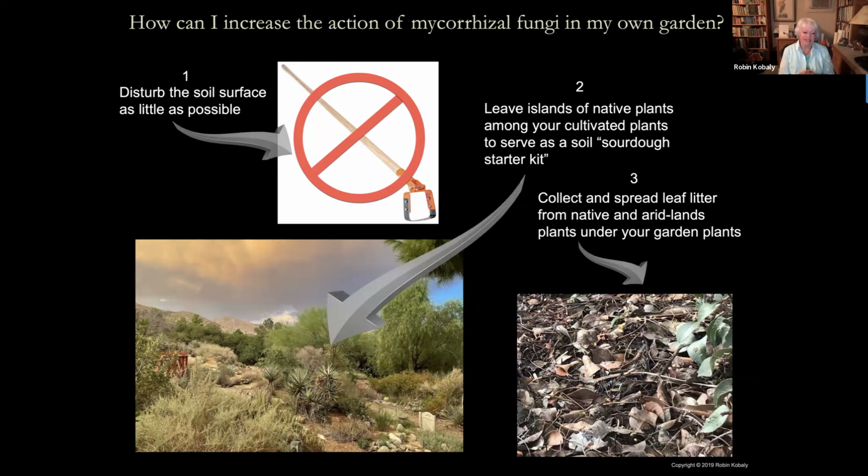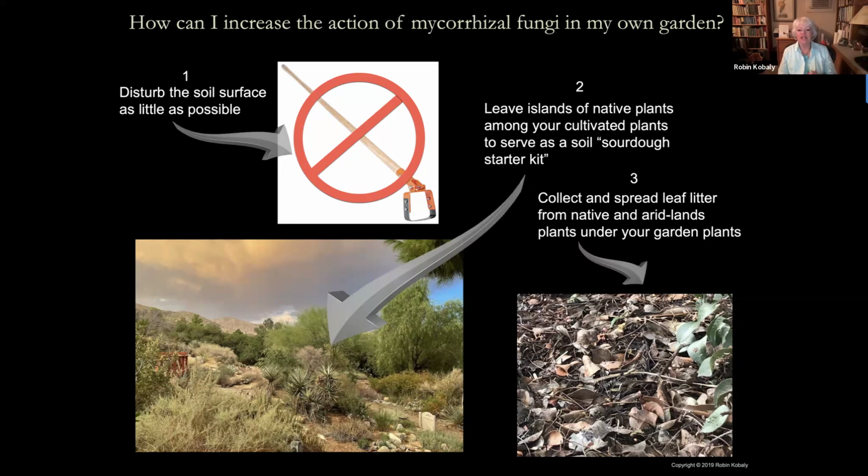The first golden rule is disturb your soil as little as possible. As soon as you start disturbing the soil, you start breaking down all of those intricate relationships that are all microscopic, but they're all happening there. The more you disturb the soil, the more you are going to ruin your sourdough starter. The mycorrhizal relationships are like having a sourdough starter in your soil working for you every day.